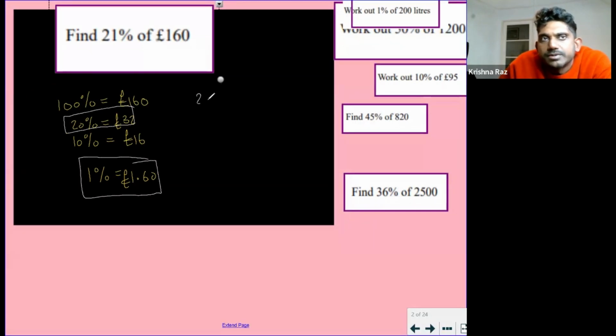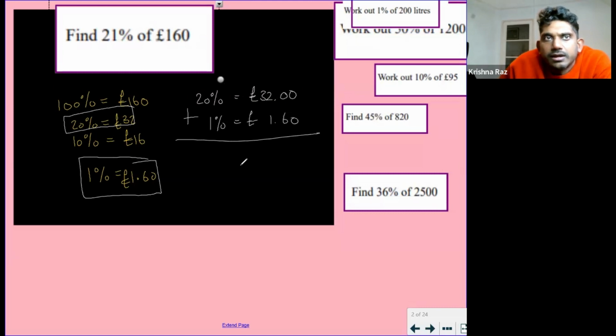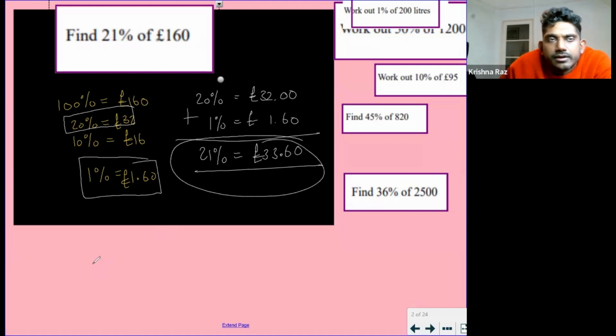So 20% plus 1%. 1% was £1.60, equals 21%. So 33.60. Job done. There's the answer. So 21% of £160 is £33.60. Last one.